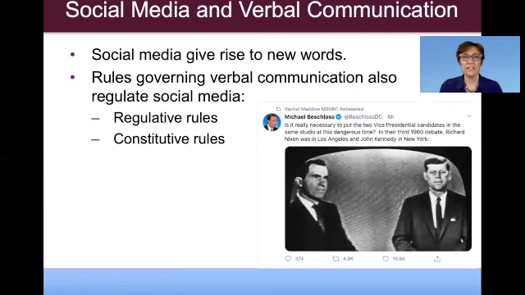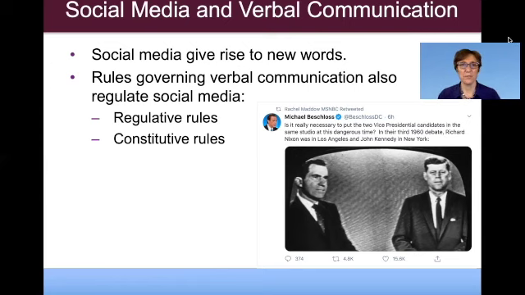Social media has created its own kind of rules and ways of communicating. And it has also given rise to new words. Like there wasn't the word text me when I was growing up. Yeah, there were no text messages.